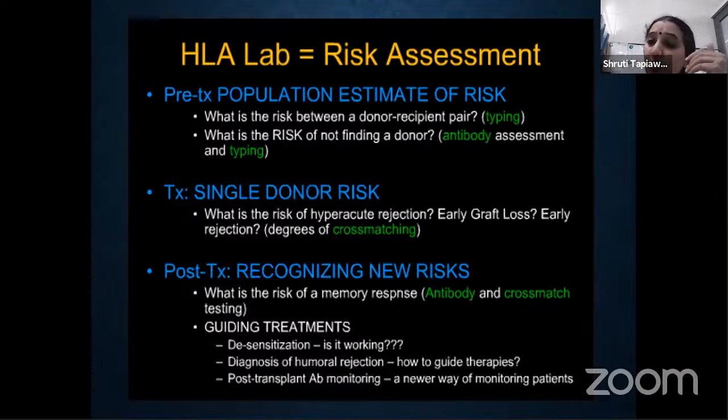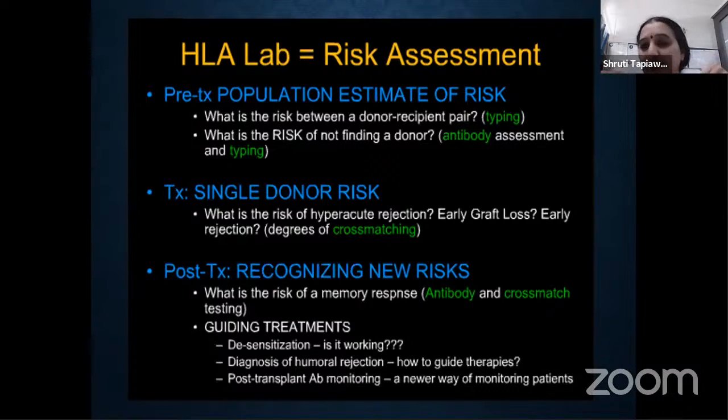Then I want to see what is the risk of this person not finding a donor. In that sense, I will find the antibody profile which the patient has against whom antigens can react. The transplant risk immediately with that particular donor, that means a single donor. We want to know what is the risk of hyperacute rejection or early graft loss or early rejection.